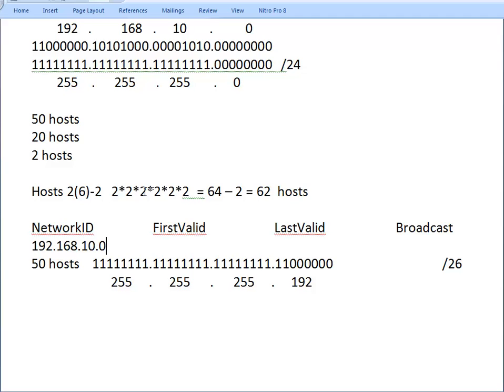So the first network ID is going to be 192.168.10.0. That's what you were given. So the first valid is 192.168.10.1, because it's the network ID plus 1. To find the last valid and the broadcast, it's easy if we find the next network ID. The next network ID will be 192.168.10.something. This bit is on the fourth octet, and it's representing 64. So we have to increment by 64 on the fourth octet. So this will be 64. So the broadcast for the first network is the next network ID minus 1.